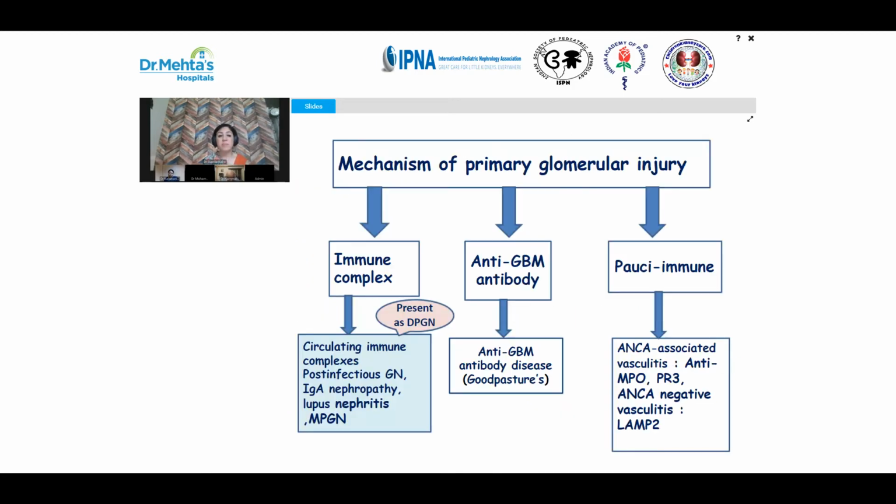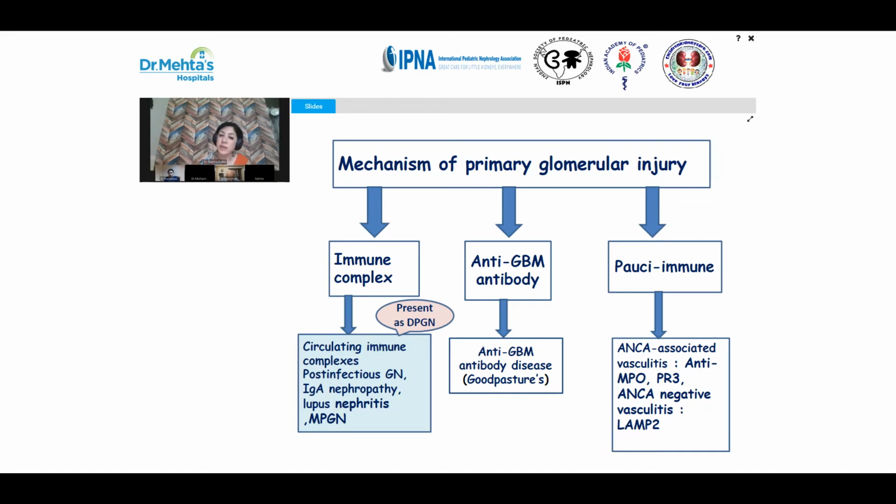So just briefly, the mechanism of primary glomerular injury, which helps us decide what this child's biopsy will show us, is very strongly correlated with the prognosis of these children. It can be an immune complex disease, and these immune complexes can be either circulating or formed in situ, as seen in post-infectious GN, IgA nephropathy, lupus nephritis, and immune complex MPGN.